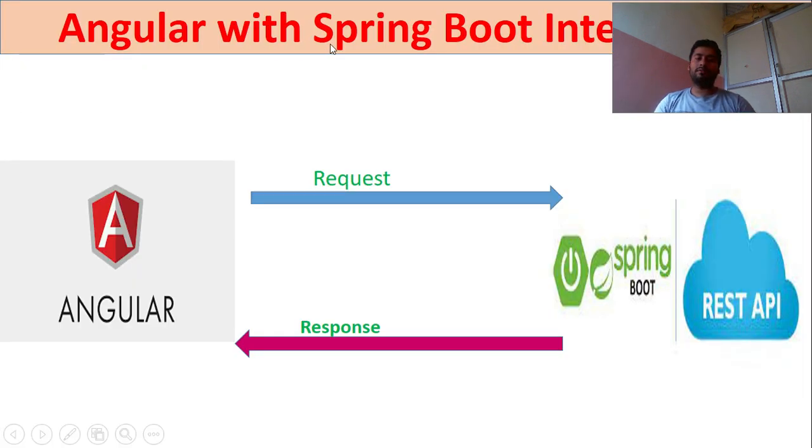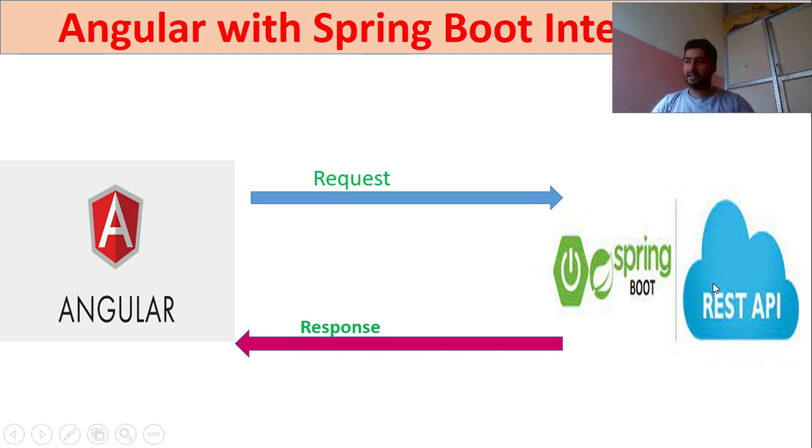So Angular with Spring Boot integration I am going to do. So this is the Angular application. We are going to individually create one Angular application. Individually you are going to create one Spring Boot API, and you have to communicate between both applications with the help of port numbers. Okay, so Angular will send the request to the API.